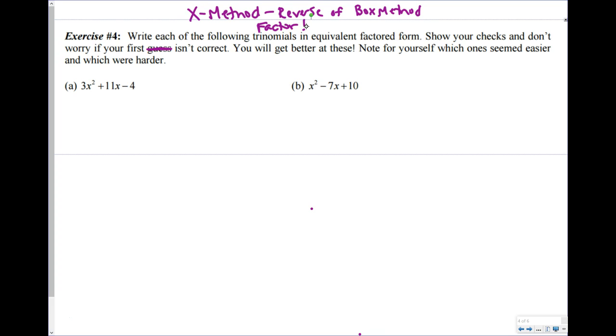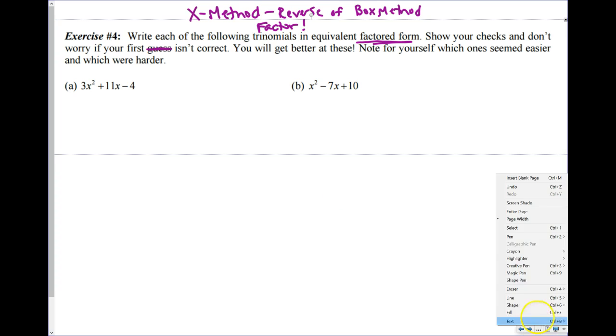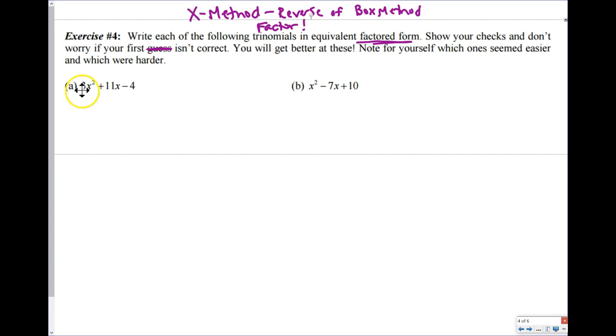All right, so this right here says write each of the following trinomials in equivalent factored form. That's a clue to you when you see that instruction that you're going to use the X method. So let's take a look at B first. B and A are very different. Do you notice how A has a coefficient right here, that 3? That changes our process a little bit. So I'm going to show it to you on letter B without the coefficient of 3.